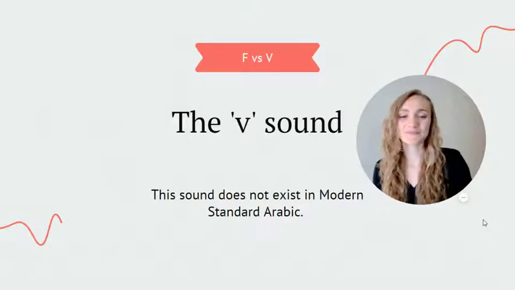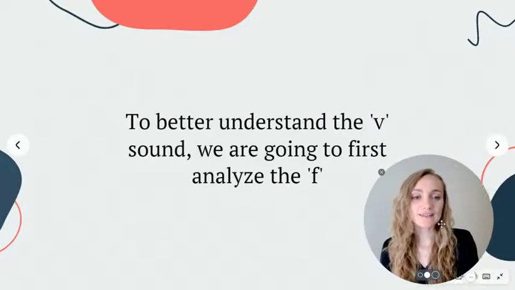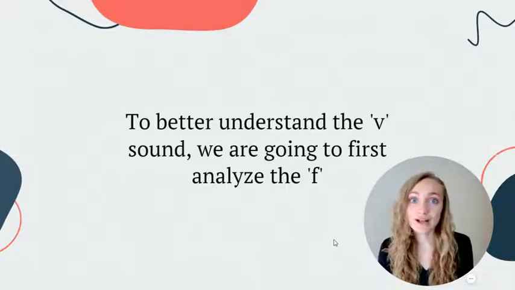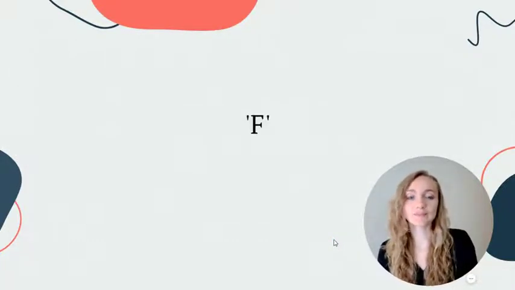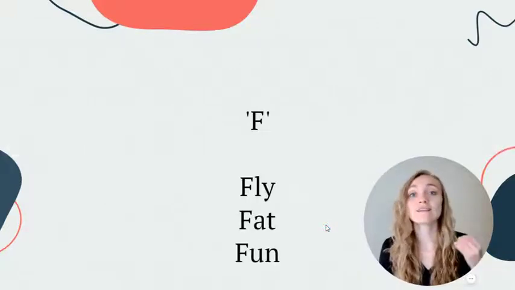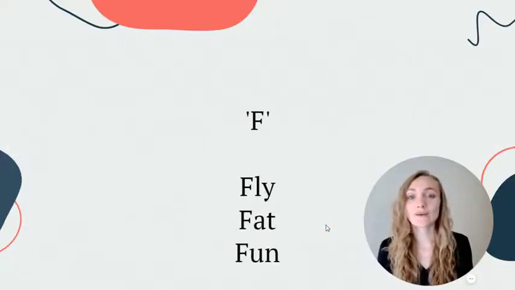Nice, great job. So to better understand the V, we are going to analyze the F, which we do have in modern standard Arabic. So the F sound is what we find in words like fly, fat, or fun. Say those with me. Fly, fat, fun. And let's hear the F just by itself.